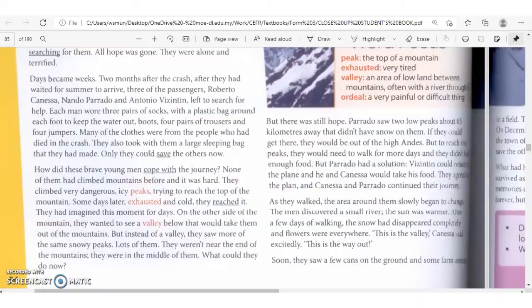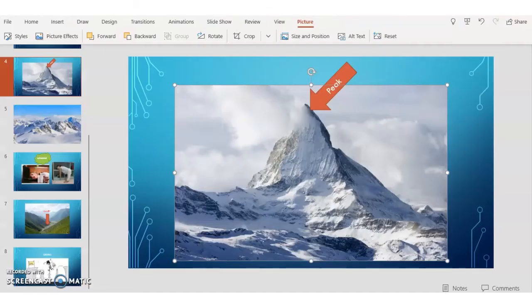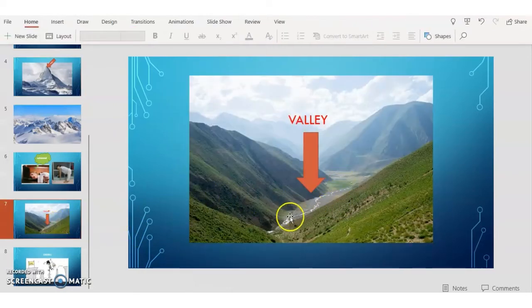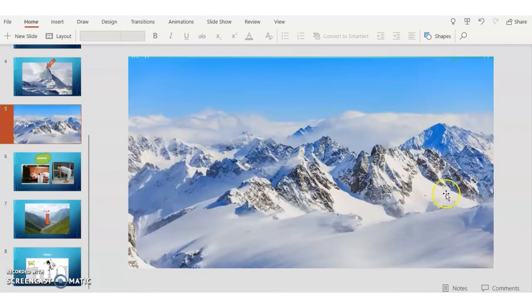From the text, you can see that they managed to reach the other side of the mountain. So what did they see? On the other side of the mountain, they wanted to see, that means they have their expectation. They expected to see a valley. Like I mentioned just now, a valley is the part where you see green lands and you see a river. When you see this, you have hope of survival. If you see all the snow mountains like this, that means you are still far away from survival, right?